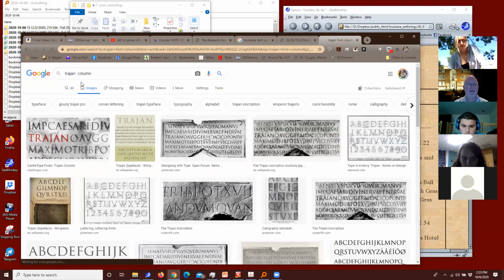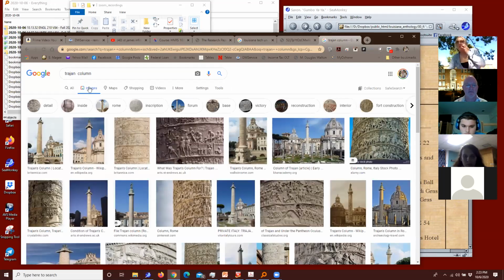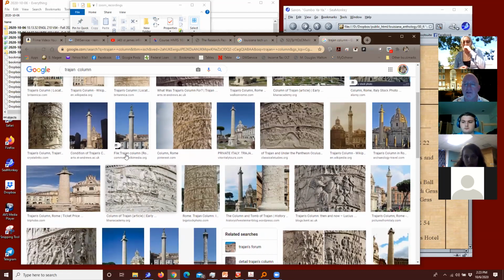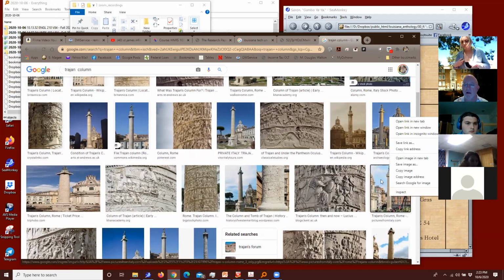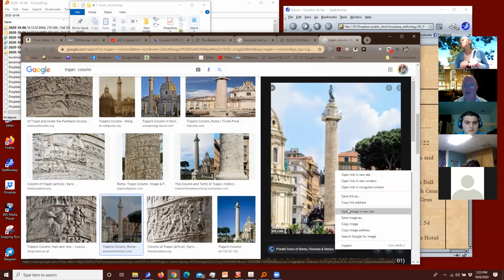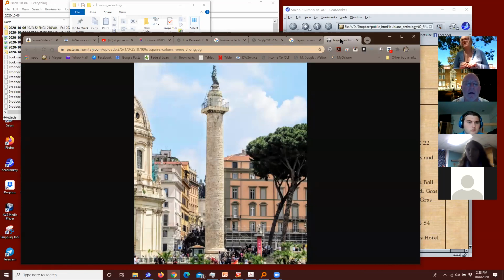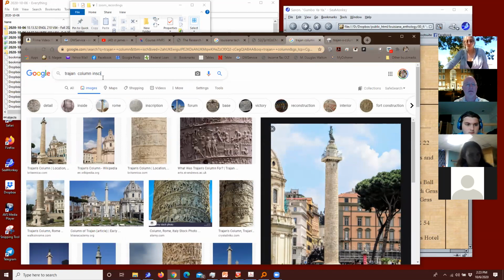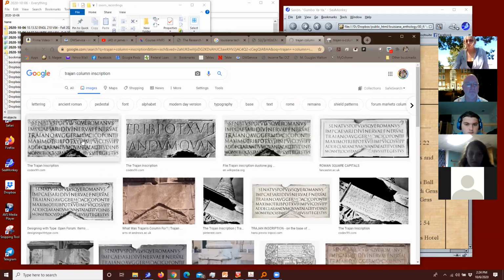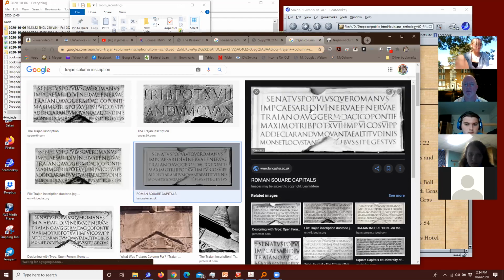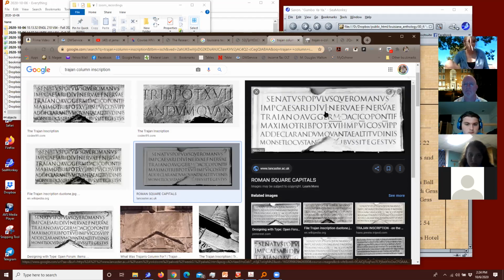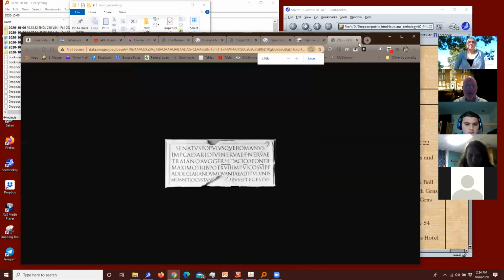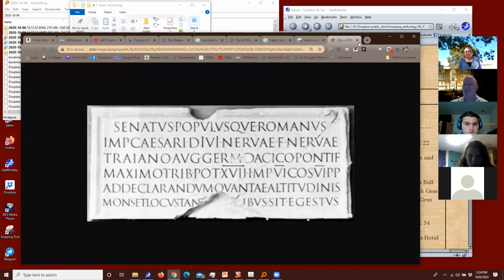Okay, so let's see if we can get a big one. This is the Trajan column. And at the base of the column is this inscription. Here we go. That's a pretty good one. Okay, which is the basis for the Trajan font that you see at Louisiana Tech University.